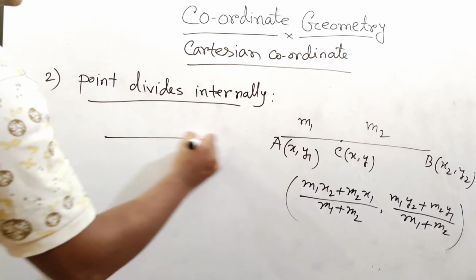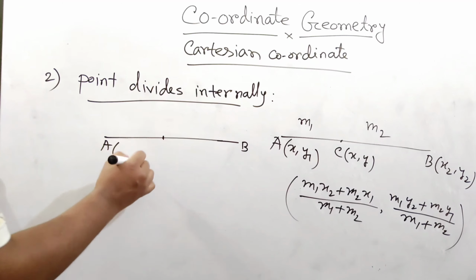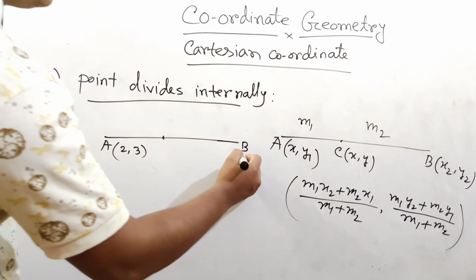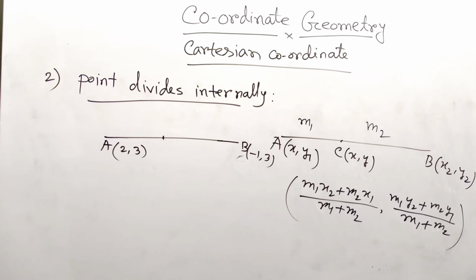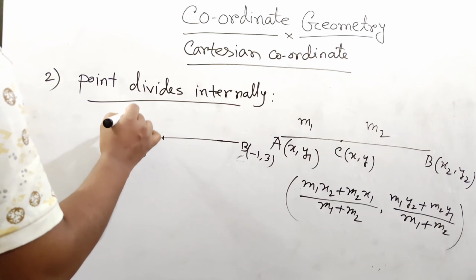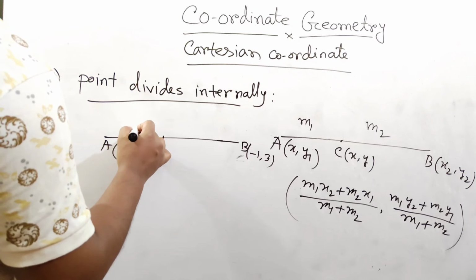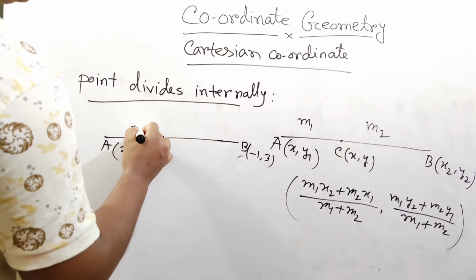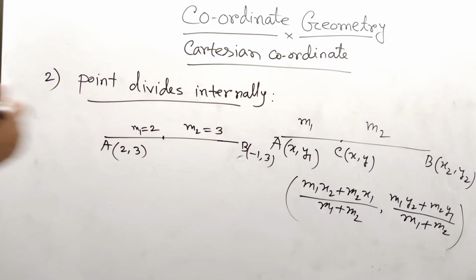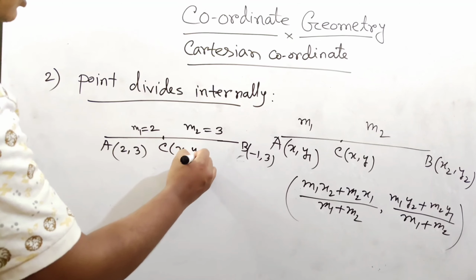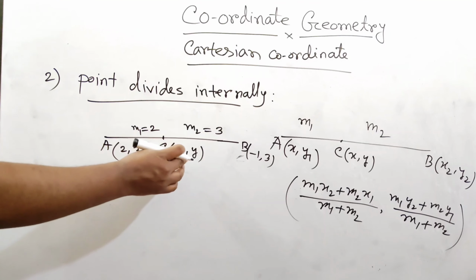Okay, for example, suppose a line that is A and B. So the coordinate of A is suppose 2 and 3 and coordinate B is -1 and 3. So if M1 is 2 and M2 is 3, then what will be the coordinate of C? This point is called C. So what is the value of x and y?